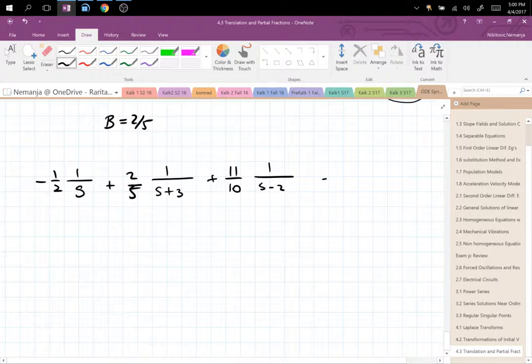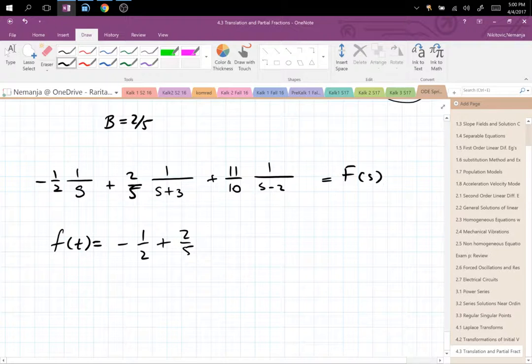So this is our F(s). And if we apply the inverse transform, that F(s) becomes f of t. So it's negative 1 half plus 2 fifths e to the negative 3t plus 11 over 10 e to the 2t.